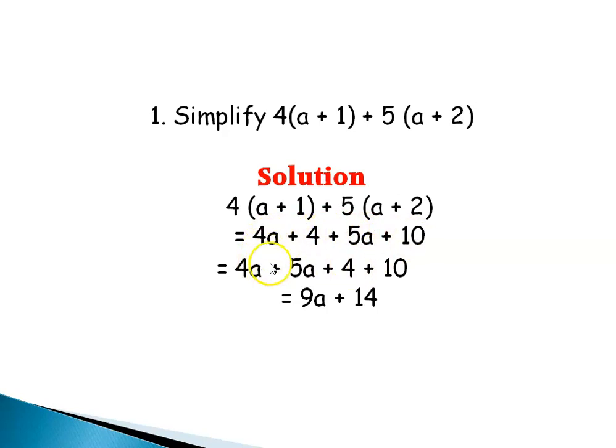So I have 4A plus 5A plus 4 plus 10. 4A plus 5A is 9A. 4 plus 10 is 14. So the simplification of this will give me 9A plus 14.